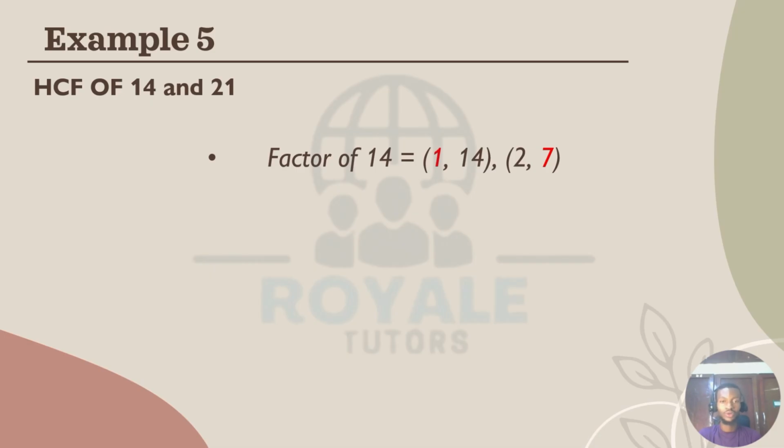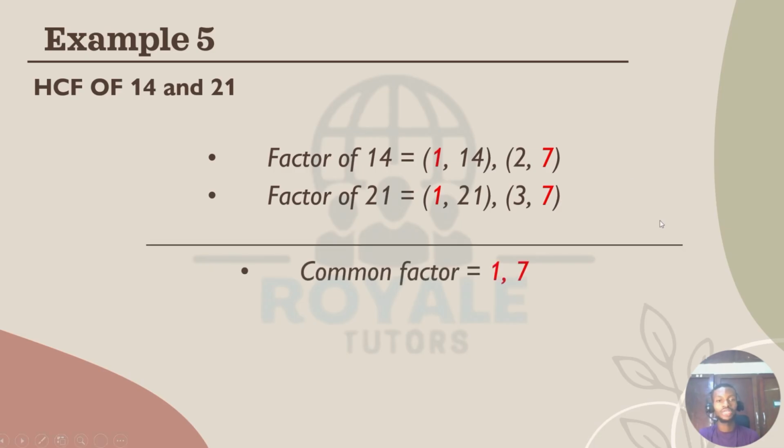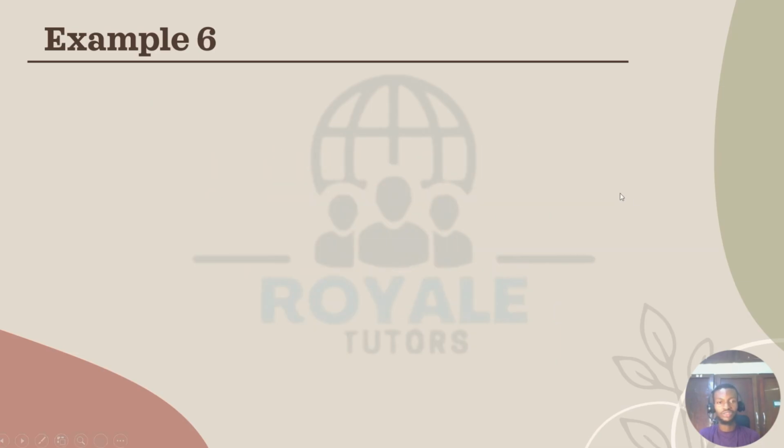Then let's look at the other one, which are factors of 21. We have factors of 21 include 1 times 21, 3 times 7. And you can see that the common factors are colored in red. So we have 1 common to both, that is, they both have the same thing, 1. They also both share 7. So the common factors will be 1 and 7. Then the highest common factor is 7.